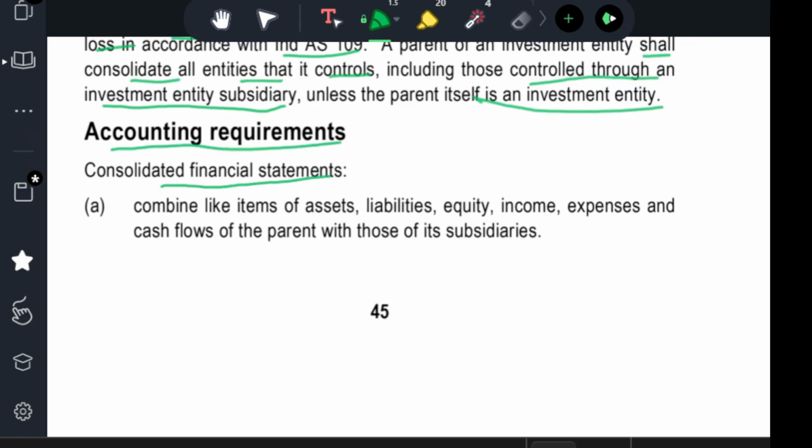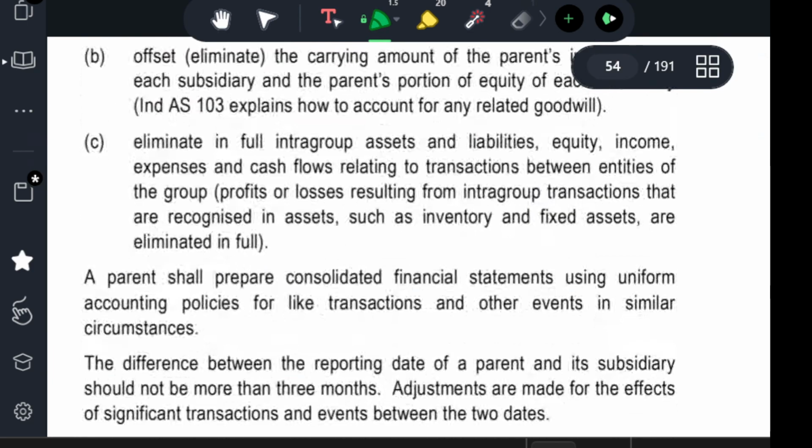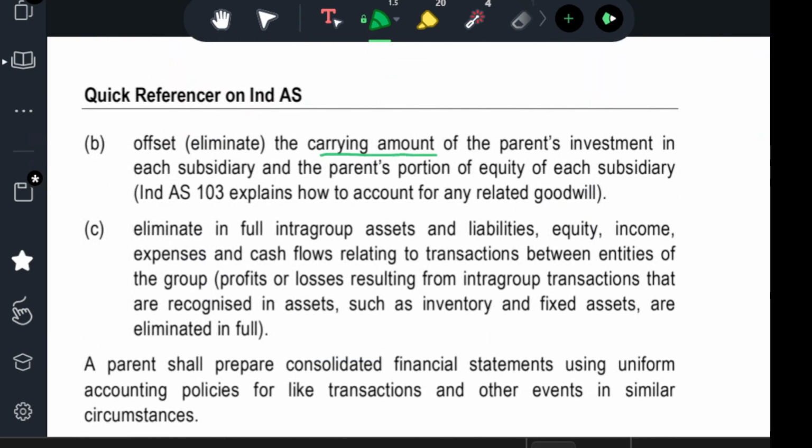Accounting requirement: the consolidated financial statements combine items like assets, liabilities, equity, income, expenses, and cash flows of the parent with those of its subsidiaries. For the subsidiaries, their income, expenses, balance sheet, and cash flows, everything is to be added. Offset and eliminate the carrying amount of the parent's investment in each subsidiary and the parent's portion of equity of each subsidiary. Ind AS 103 explains how to account for related goodwill. When we have an investment, it is their equity, right? So that needs to be removed.